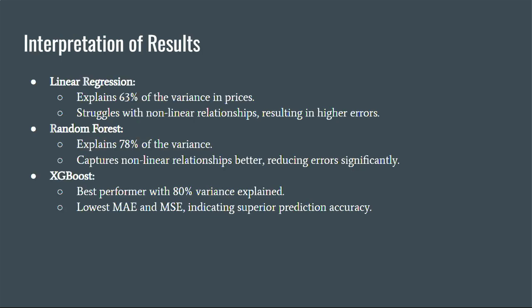So, interpretation of the results. Linear regression struggled with nonlinear relationships, which resulted in higher errors. Random forest improved significantly by capturing the nonlinear relationships and feature interactions. And finally, XGBoost outperformed both models by explaining 80% of the variance in property prices. Its low MAE and MSE indicated superior prediction accuracy.